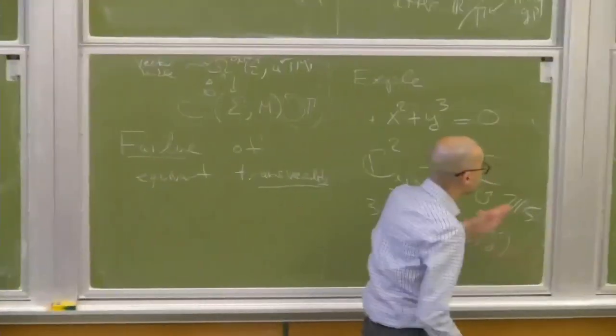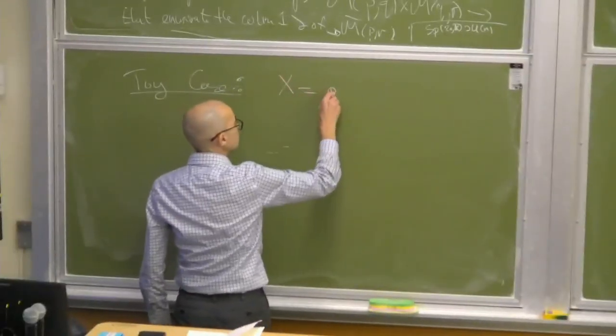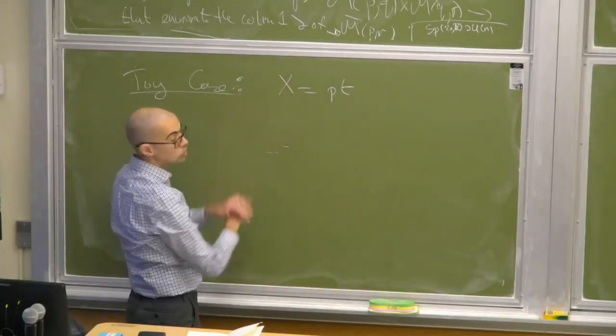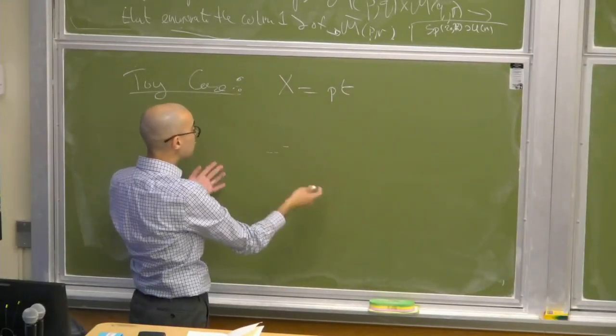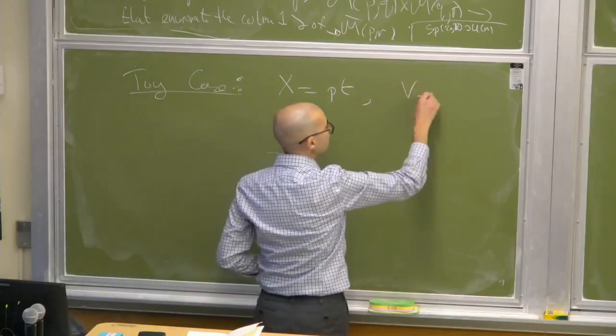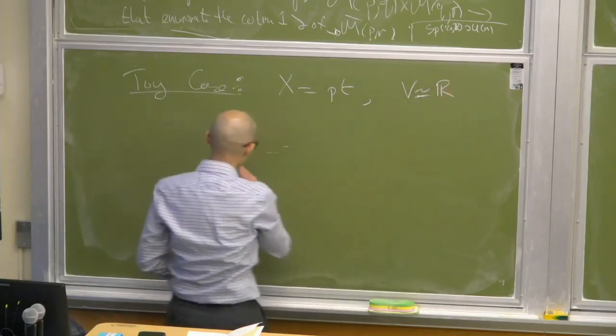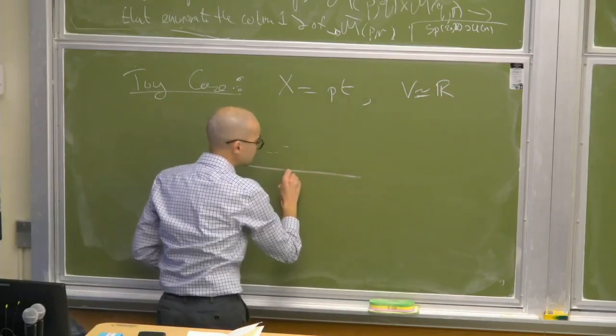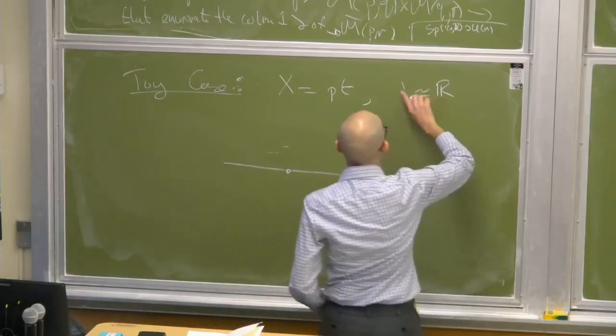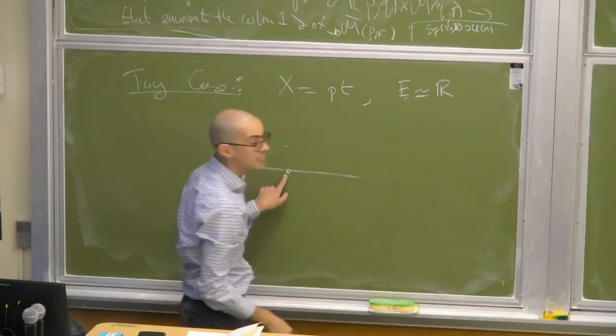The toy case is you just take a point. This is a zero-dimensional manifold. And now I'm going to stabilize it by V is just R. So here's R. Sorry, did I call it V or E? E. E over there. It's R. It's a point sitting inside of R.